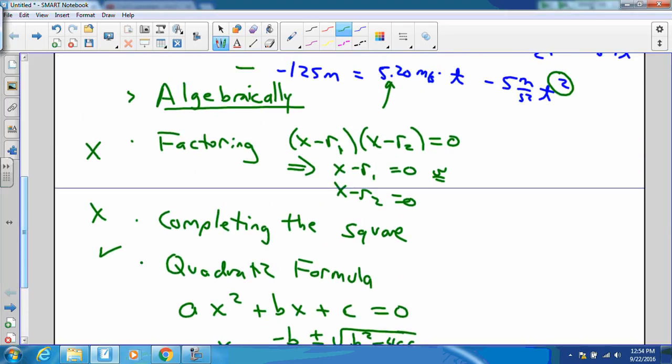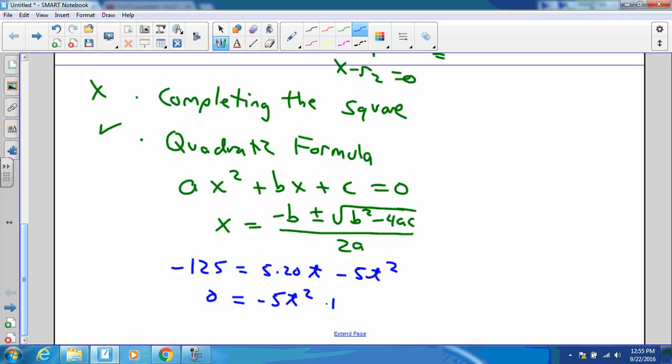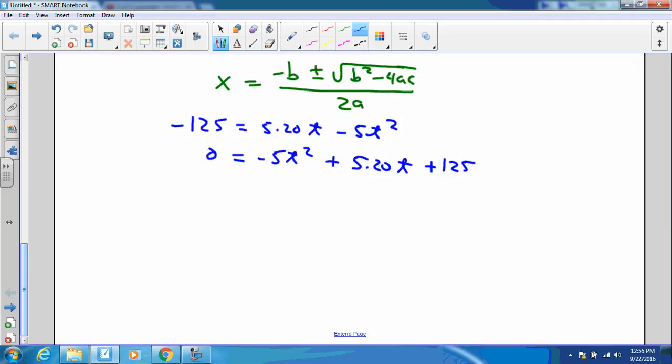Well, in this particular case, if I apply the quadratic formula to our equation, first I need to put it in standard form. So I'm going to take the equation that we have, negative 125 equals 5.20t minus 5t squared, and I'm going to add 125 to both sides and rewrite the terms so that they are in decreasing order of degree, so that I now can identify my a, b, and c.